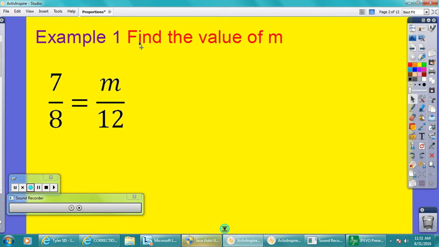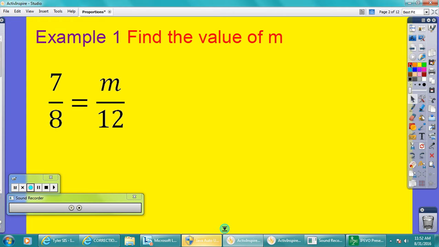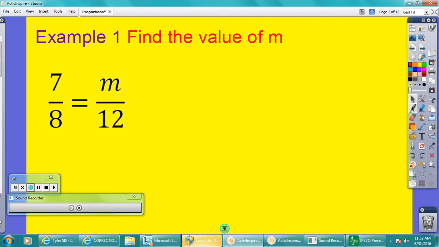Next, we have example 1. This is a proportion. This is two ratios that equal each other to make a proportion. Now you guys already should know how we solve a proportion. You should be yelling, cross multiply, right? And you should be doing your dance, hopefully. So let's cross multiply.